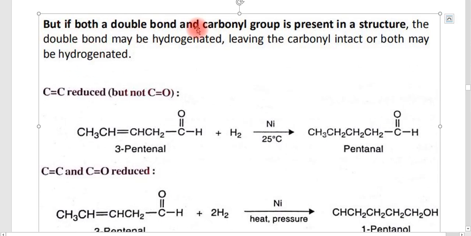If both a double bond and a carbonyl group are present in a structure as shown here, the double bond may be hydrogenated, leaving the carbonyl intact. If only the double bond reacts, the carbonyl will be kept safe as C double bond O, but there may also be another possibility that both may be hydrogenated.